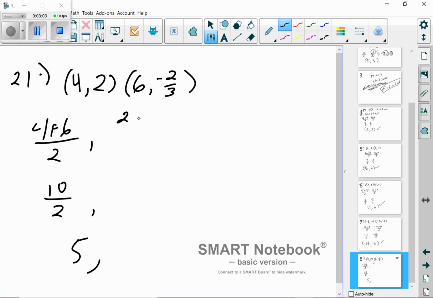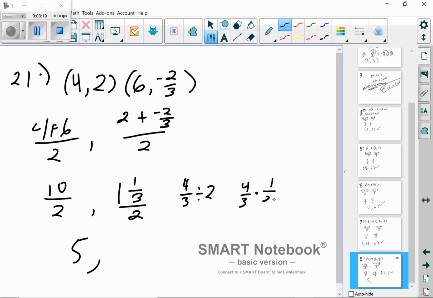And then 2 plus the negative 2/3 over 2, which is 1 and 1/3 over 2, which we know what this is. This is 4/3 divided by 2, which is 4/3 times 1 over 2, which equals 4 over 6, which reduces to 2/3. So the y value here is 2/3. So I got 5 and then 2/3 for the y value.